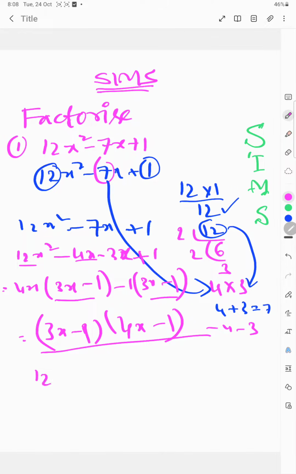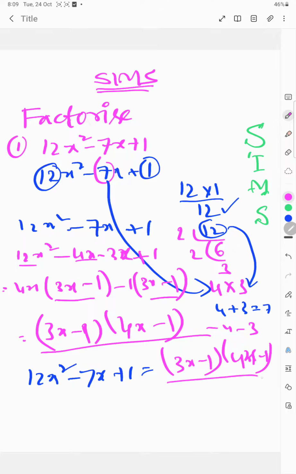So 12x square minus 7x plus 1 factors are 3x minus 1 and 4x minus 1. So 2 factors. This is a factorization. It is very important in our mathematics, in factorization.